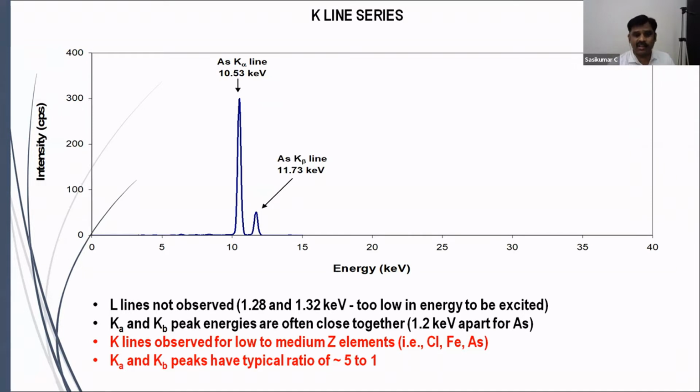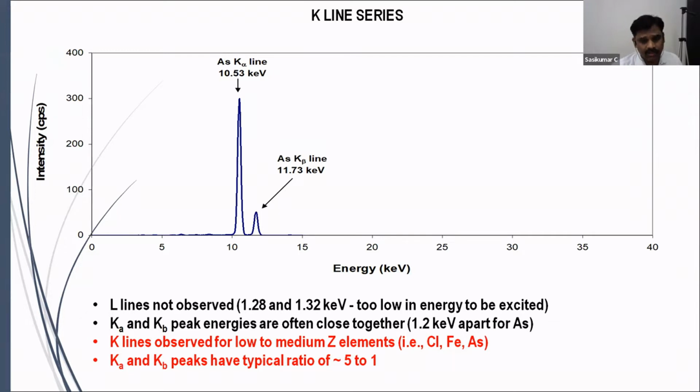You may be wondering that I have arsenic in my specimen and the arsenic signal is not coming up. Probably it is mixed with the K alpha line of your arsenic. So one has to analyze that very carefully, and remember that when you are analyzing the signal.